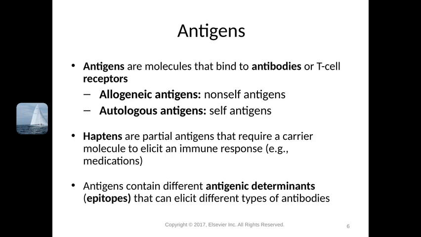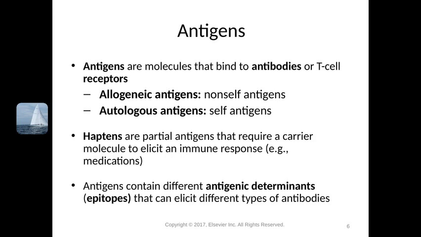When we look at haptens, these are antigens that require a carrier molecule to elicit an immune response. One example is medication, but a very simple example is poison ivy. Typically, in poison ivy, you need a carrier molecule initially. I'm not sure if you guys have a lot of poison ivy, but we are inundated with it down here, and my family is incredibly allergic to it. My husband needs steroids every time he looks at it, basically.